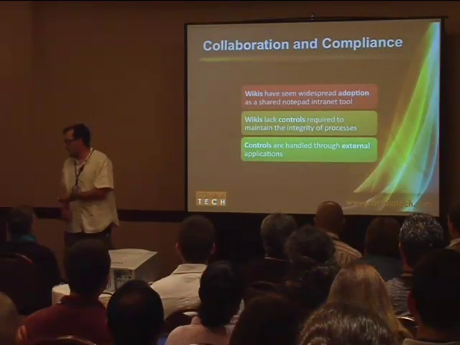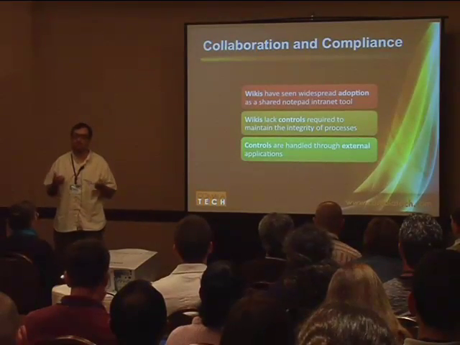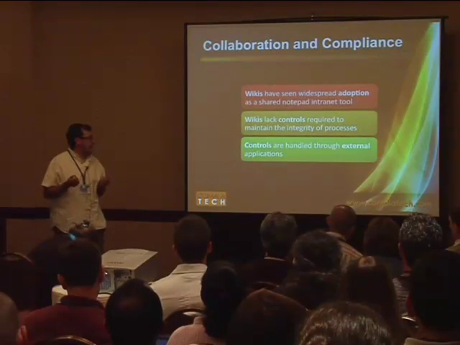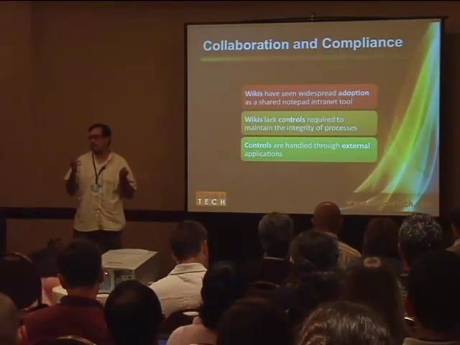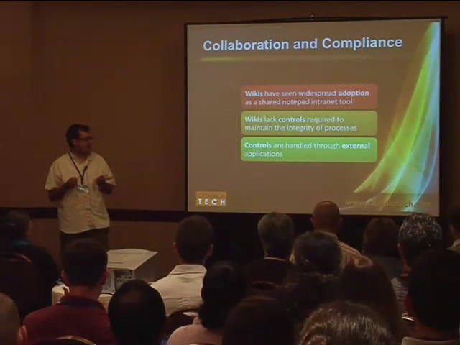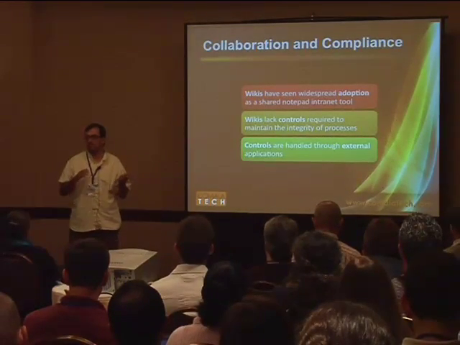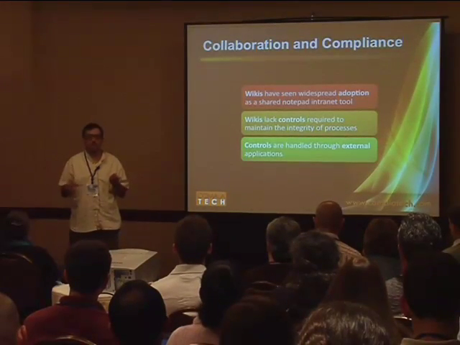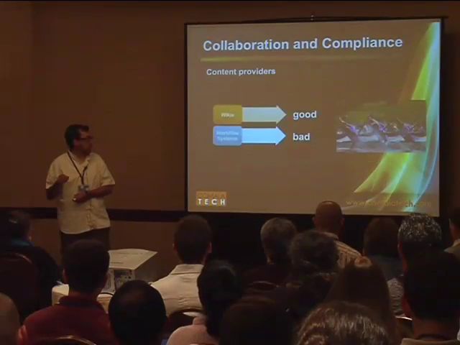As we all know, wikis have already been adopted as the mechanism for groups to share, to collaborate, to create content, and to agree on content. However, wikis lack controls and visibility to maintain the integrity of processes. What happens now is that Confluence is not adopted, because as soon as some control is required, you cannot go there. Or in some cases, you have to go through another application to deal with that control.